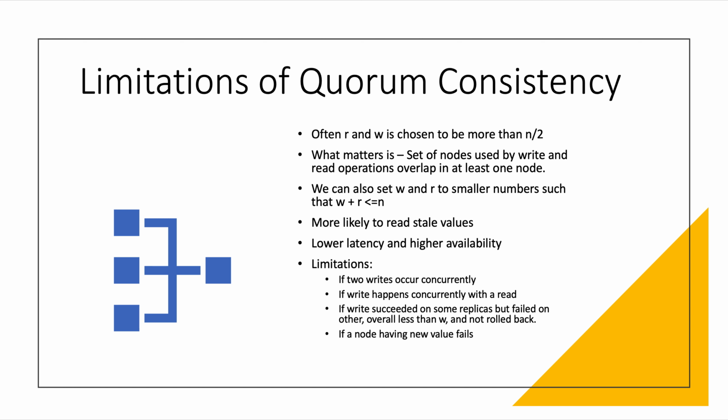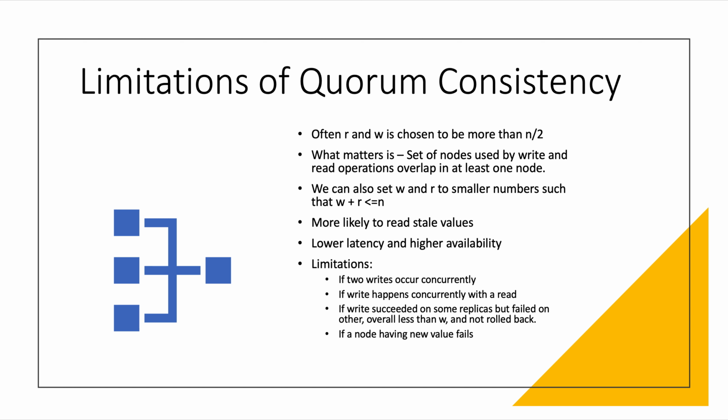But quorums are not necessarily majorities. It only matters that the set of nodes which have been written and the read operations must overlap in at least one node. So in some quorum assignments there is flexibility. We can also set W and R to smaller numbers such that W plus R is less than or equal to n. This will break the quorum condition. In this case, reads and writes will still be sent to the n nodes, but a smaller number of successful responses is required for the operation to succeed.